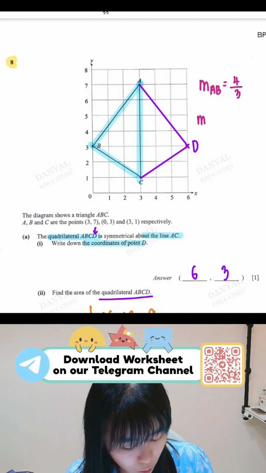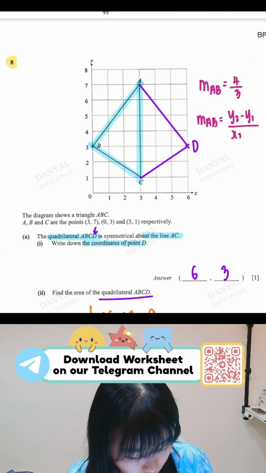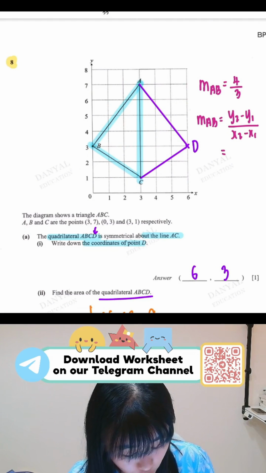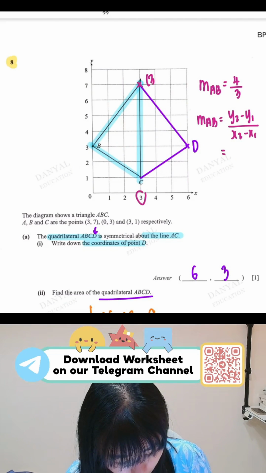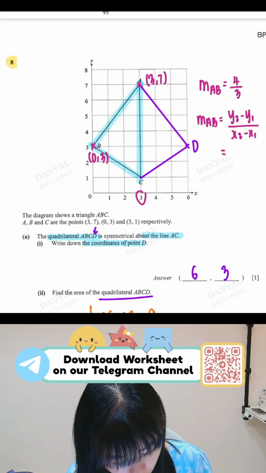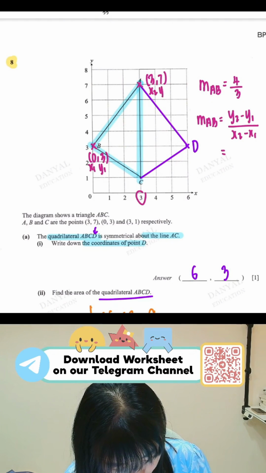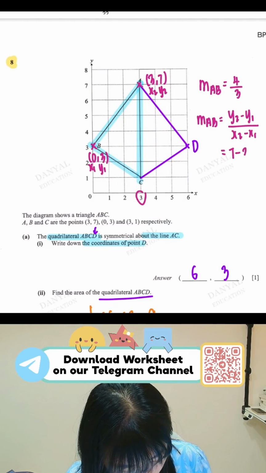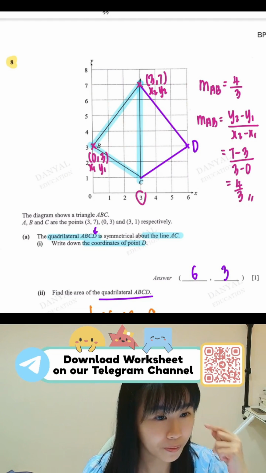Gradient. Another way is you take y2 minus y1 over x2 minus x1. But this one is a bit more tedious for this question. Here x is 3, y is 7. This one x is 0, y is 3. So I will let this be x1, y1, x2, y2. Take 7 minus 3 over 3 minus 0. I will get 4 over 3 also. Either way I'll get the answer.